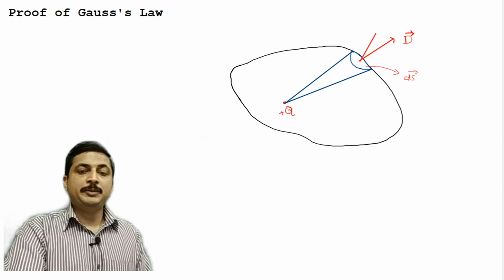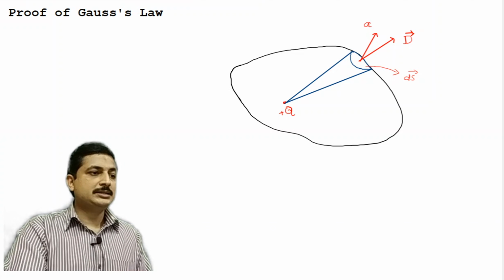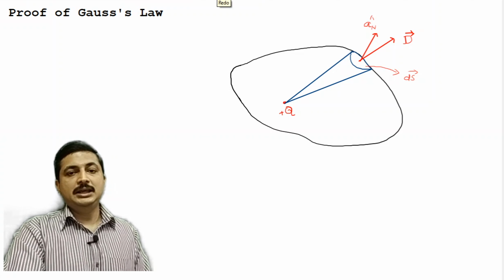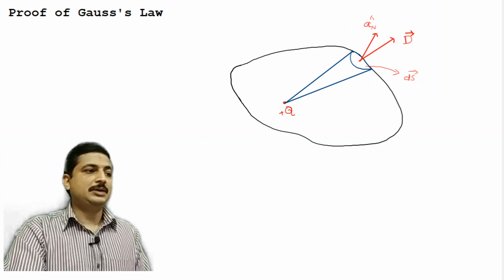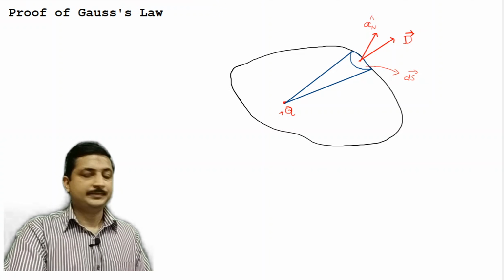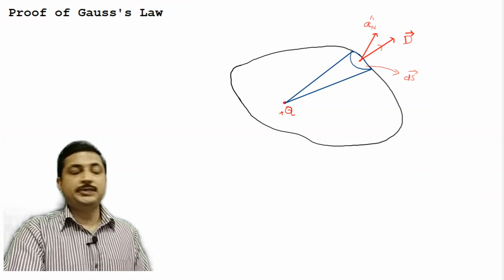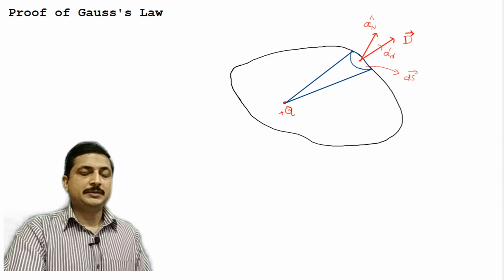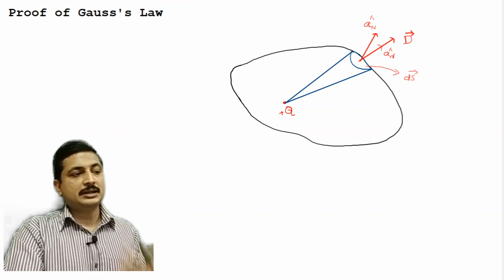Now the moment we consider ds vector, I should also consider its direction. This small differential surface ds is held normal to the considered arbitrary surface, so I notate it by a_n cap. Is that fine? Now since this is a_n cap, I consider the unit vector, in the sense the direction of D vector, as some a_r cap. What is this a_r cap? a_r cap represents the direction of D vector.